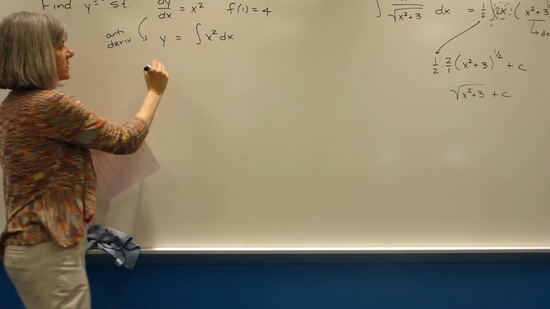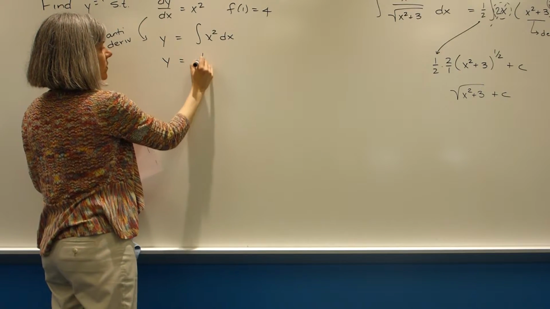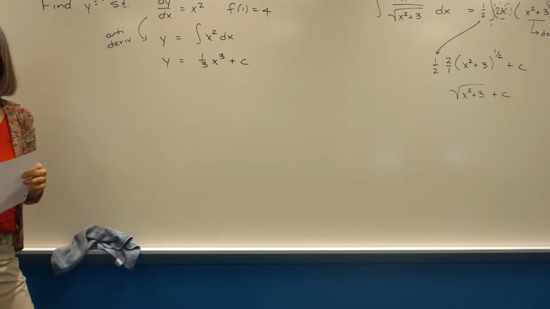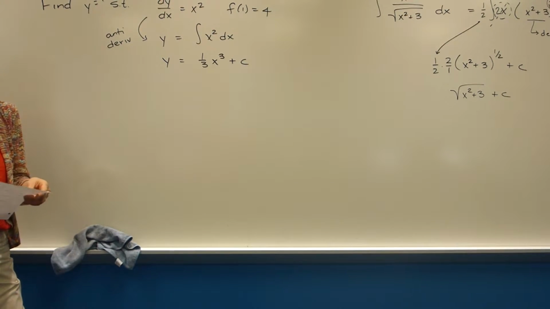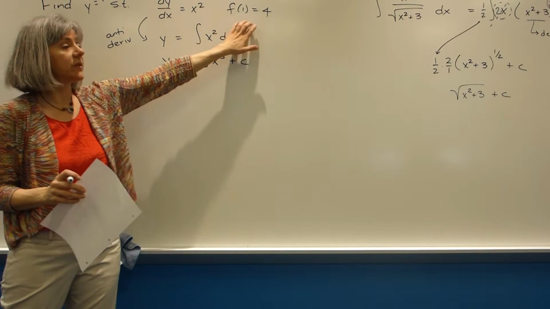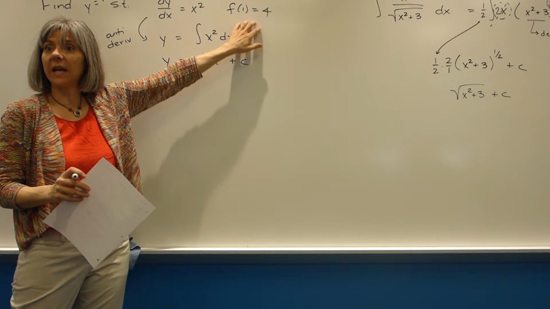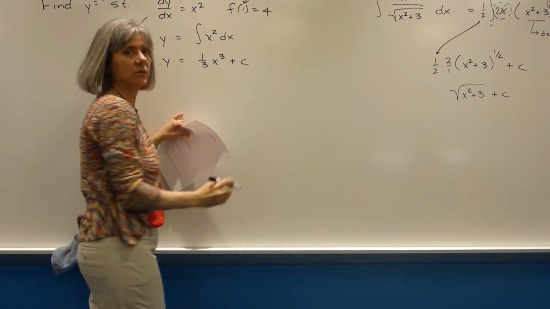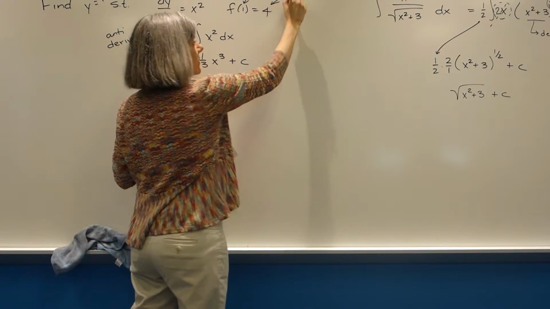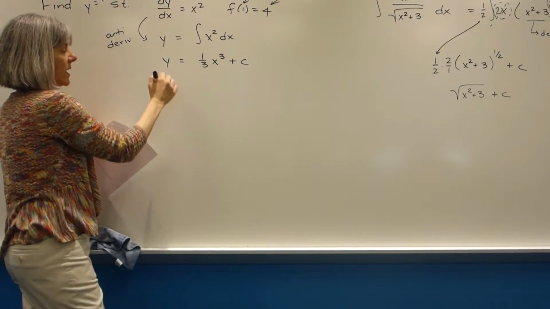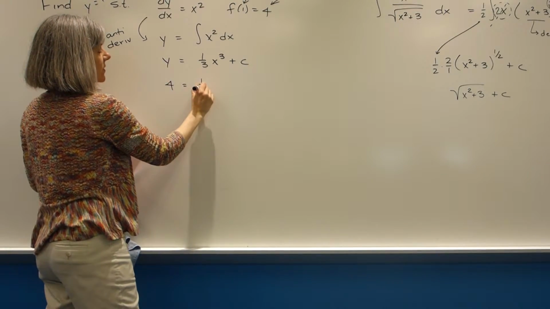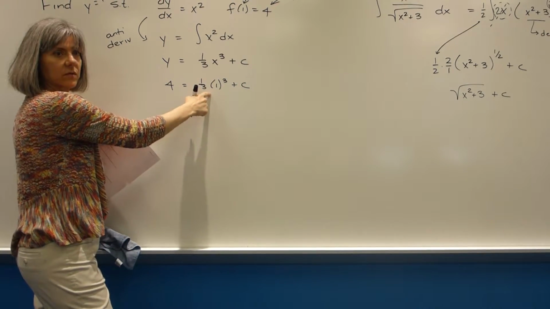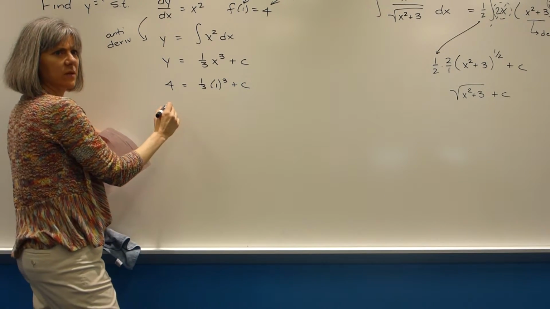So this is an easy one. 1/3 x cubed plus c. Is this where I leave it? No, because I have enough information to find that c. So let's remember what this is. This value is your x value. This value is your y value. So go ahead and put in y. y equals 4. 1/3 times 1 cubed plus c, so that's 1/3. 4 minus 1/3, 11/3.